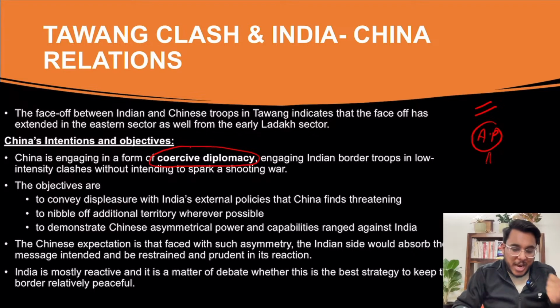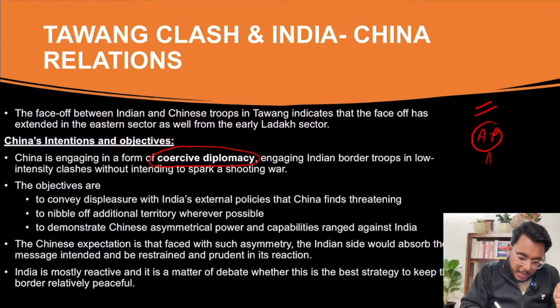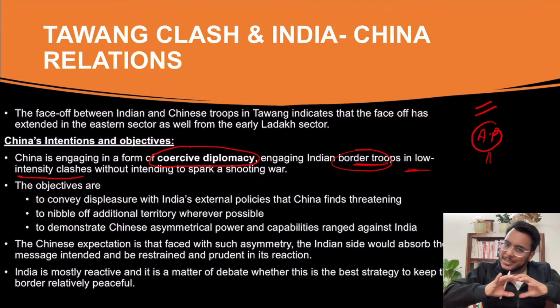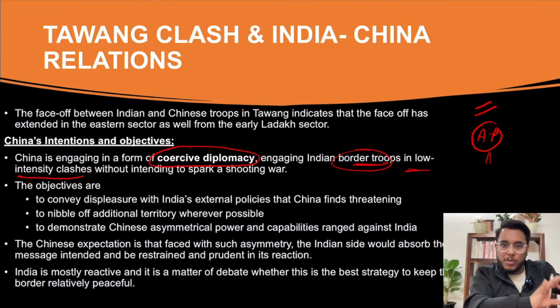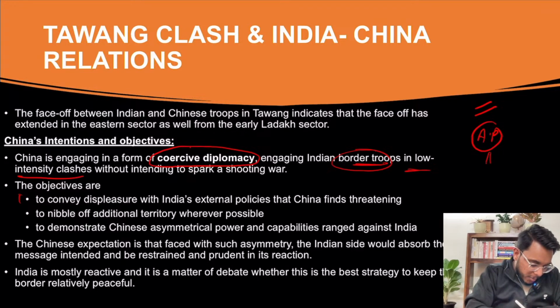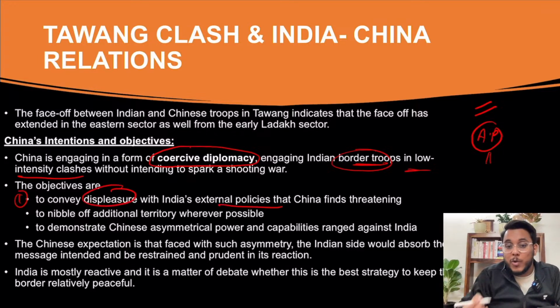Now, understand this thing. China is deliberately using the border disputes. It is using the border troops for carrying out low intensity clashes. China deliberately is not pushing India into a war, but it is keeping India engaged in these clashes. What is the objective? Why does China want to keep India engaged? Number one, to convey the displeasure with India's external policies. Now, what are India's external policies?